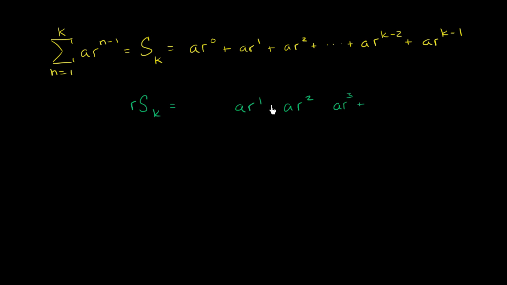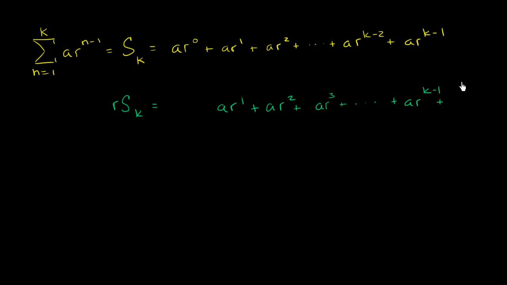So let me just be clear what I'm doing. A times r to the k minus 2 times r is a times r to the k minus 1. And finally, a times r to the k minus 1 times r is a times r to the k. So all I did here is I multiplied all of these terms times r, and one way to think about it, I just incremented all of their exponents by 1. Interesting enough. But now what I want to do is cancel out a bunch of these terms.